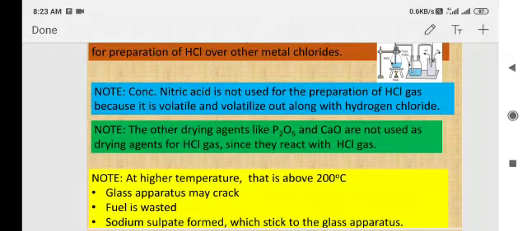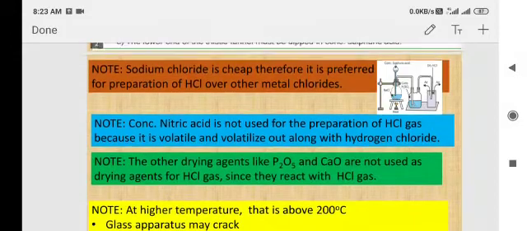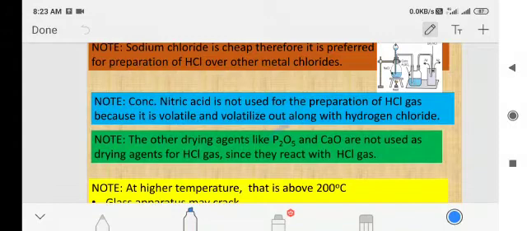Then the third thing about the preparation is we use a drying agent called concentrated sulfuric acid for drying HCl gas. There are two more common drying agents. One is P2O5, phosphorus pentoxide. Another one is calcium oxide, quicklime, CaO. These are other common drying agents, but we will not be using these two drying agents for drying HCl gas because of, again, two reasons.